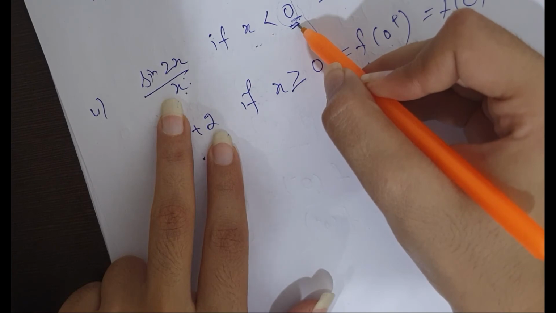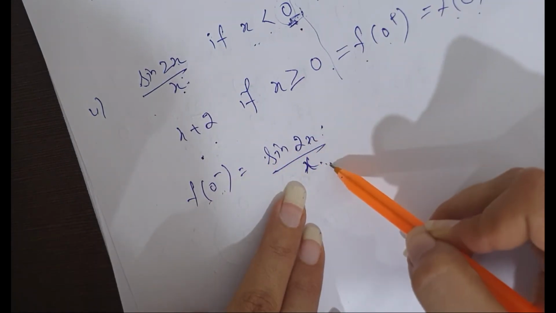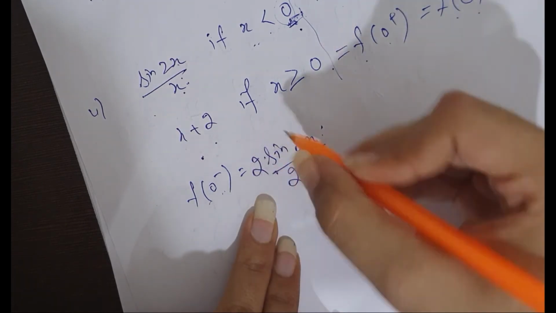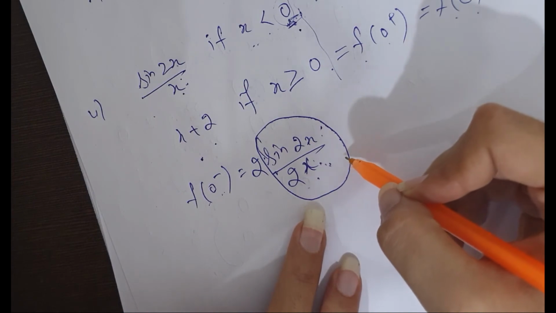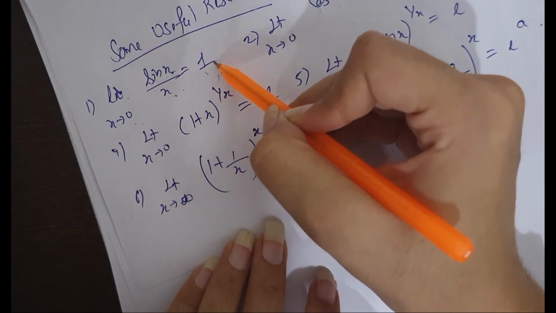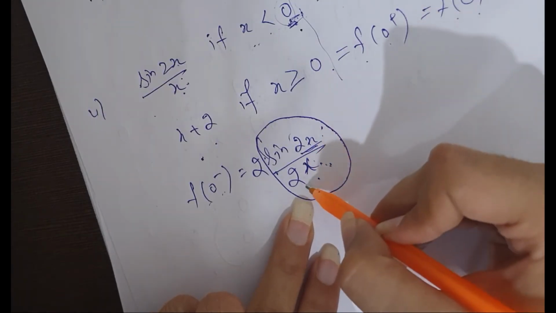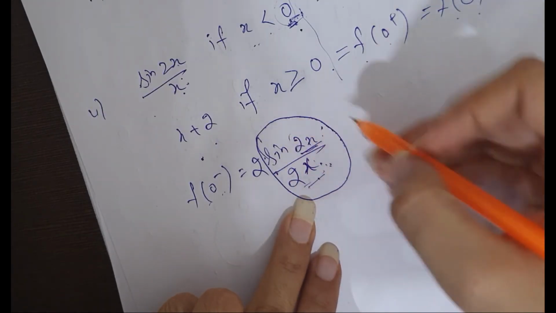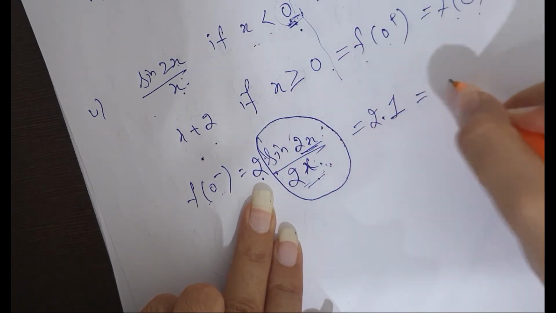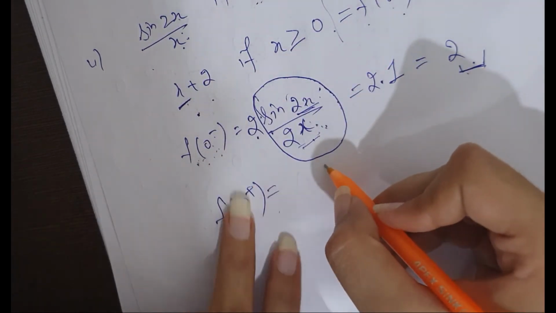If you check its continuity at 0 minus, if I put 0 here, this will be 0 by 0 form. So to avoid it, I can multiply or divide by 2. As I told you, in the results of limits, sin x upon x is equal to 1 as x tends to 0. So here this was 2x, I made 2x here also. So this will be 1 into 2, which is 2. Now put 0 here, this will be 0 plus 2, which is 2.